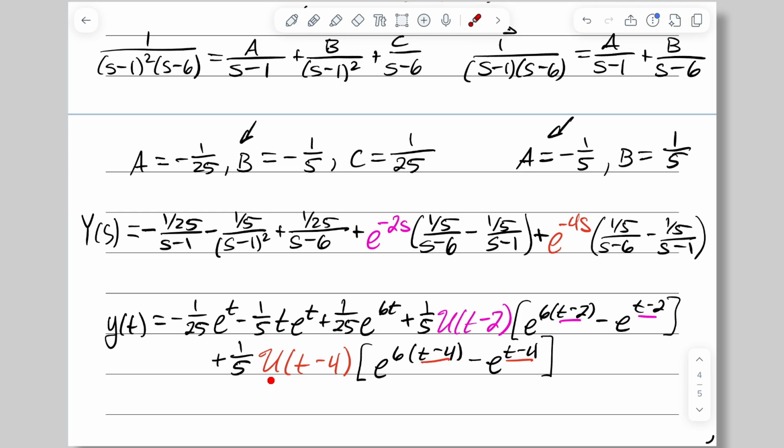And similar expressions exist, u of t minus 4 with a 1/5 out front, e to the 6 times the quantity of t minus 4 minus e to the t minus 4.